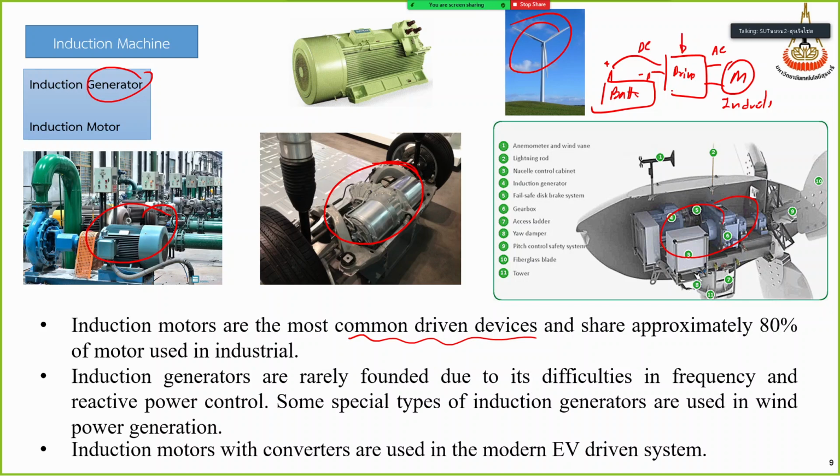So this circuit uses power electronic technology to change DC to AC, and we can control this signal, so we can control the speed of this motor in the EV car here.